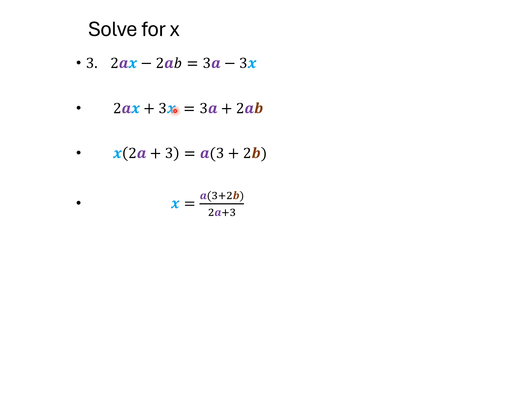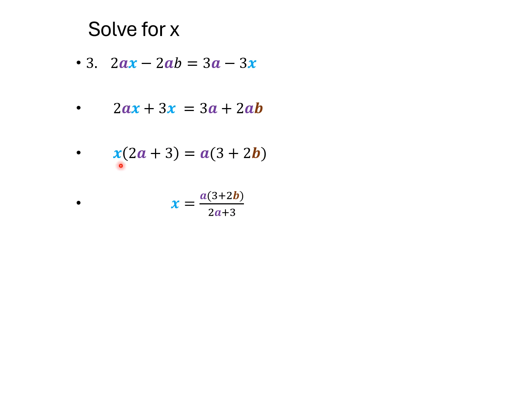3x divided by x gives me 3. On this side there, you should see a, and a is a common factor, separated by a plus sign. So if I take out a, that becomes 3a divided by a, which gives me 3. 2ab divided by a, where the a's cancel, and I'm left with 2b.